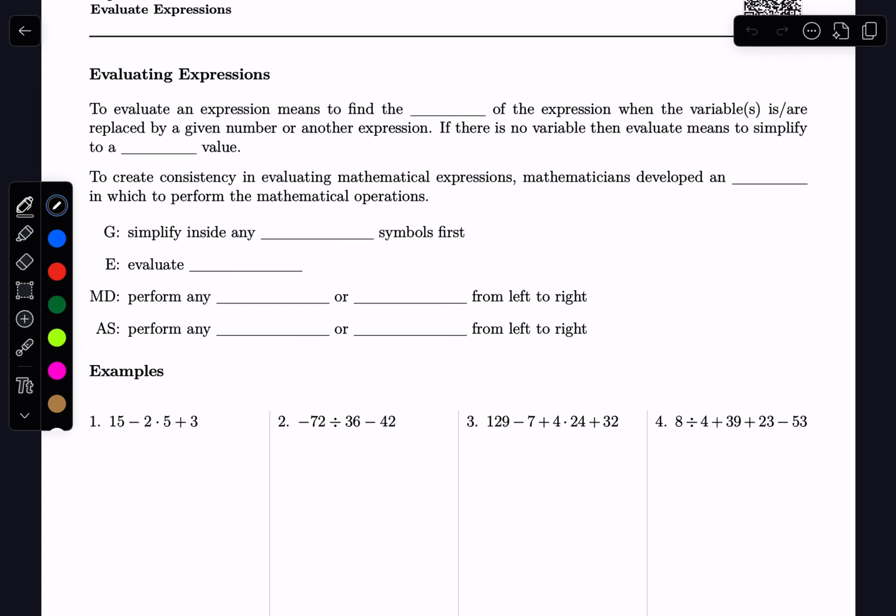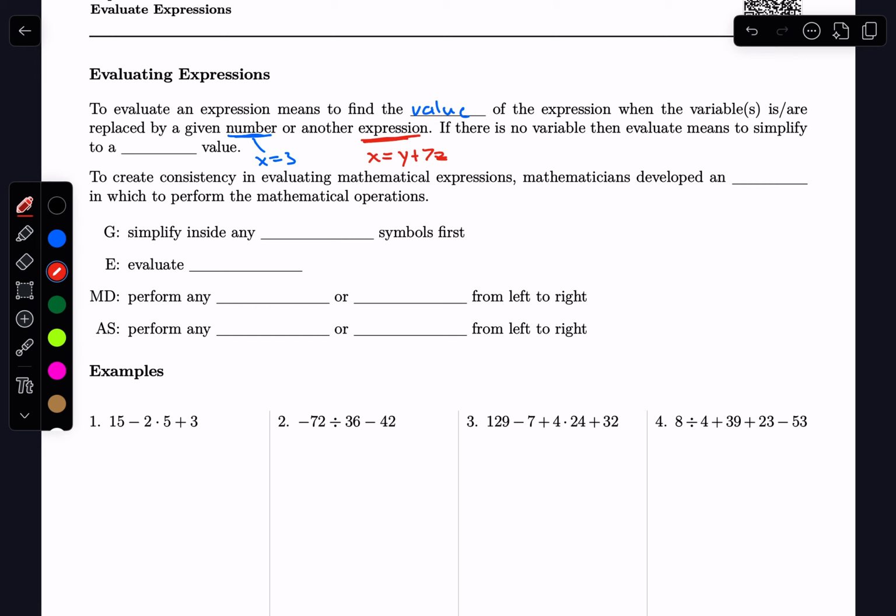To evaluate an expression means to find the value of the expression when the variable or variables are replaced by a given number or another expression. So that could mean two things. If we're replacing the variable with a number, we might have something along the lines of x equals 3, but we might also want to plug in an entire expression for a variable. And this is not going to be something we worry about now, but later on when we talk about composition of functions, we might replace x with something more complicated than x. Like say x might actually equal y plus 7z.